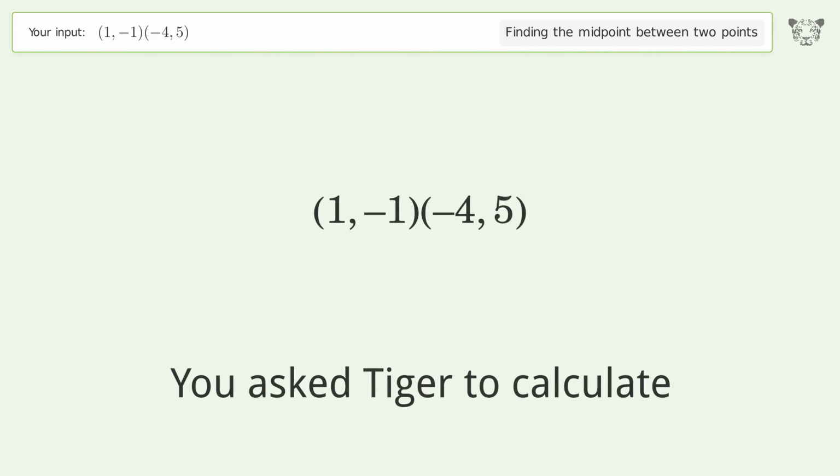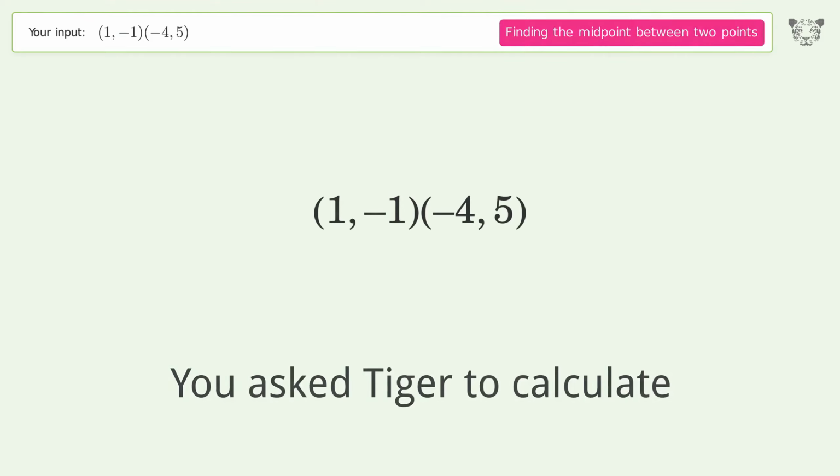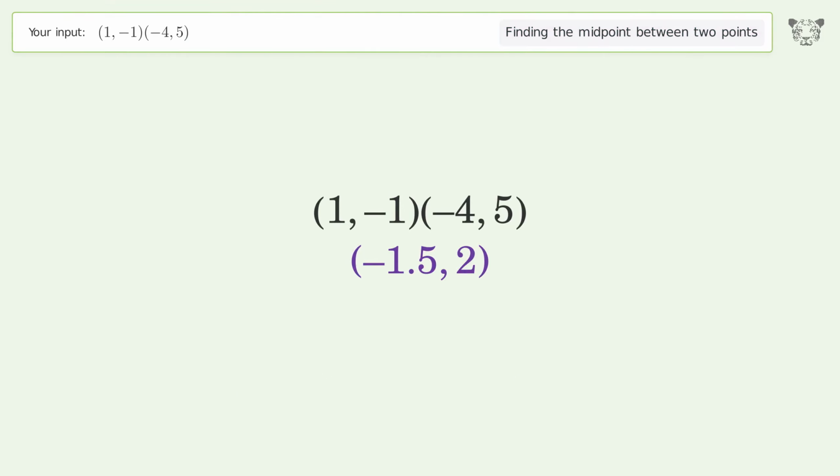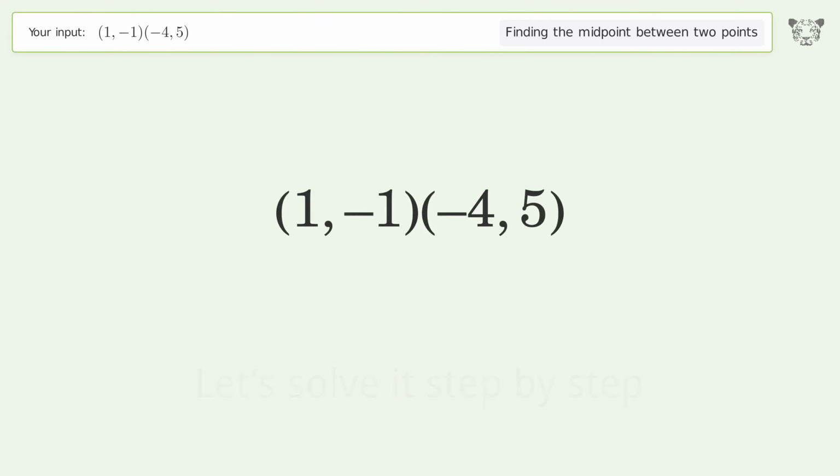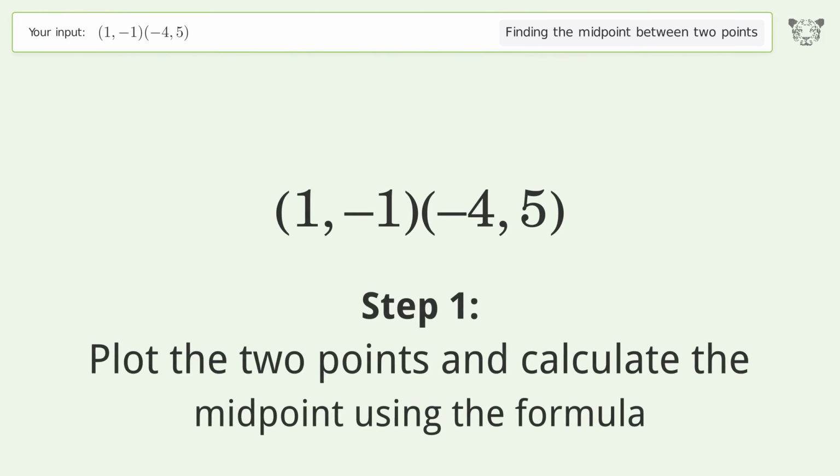You ask Tiger to calculate. This deals with finding the midpoint between 2 points. The midpoint between the 2 points is (-1.5, 2). Let's solve it step by step. Plot the 2 points and calculate the midpoint using the formula.